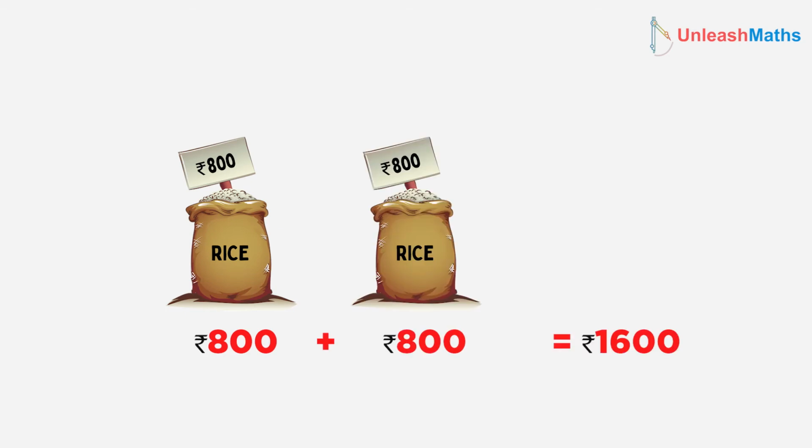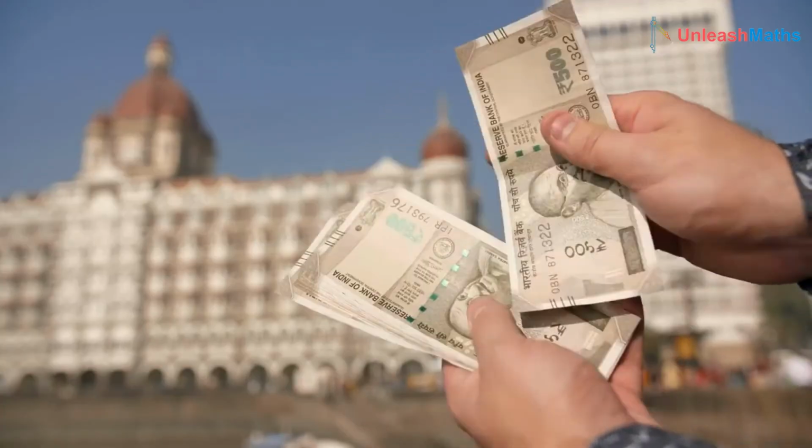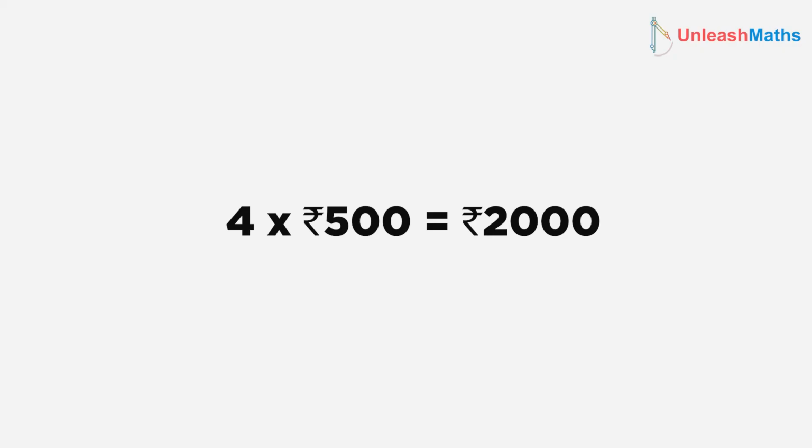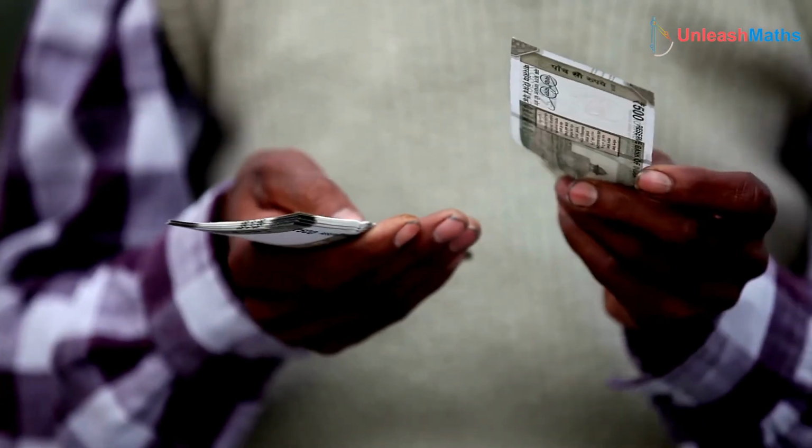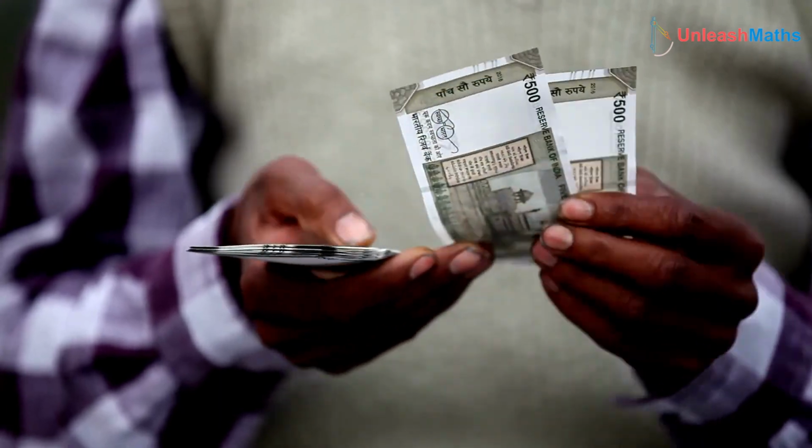So the cost of 2 sacks of rice would be 2 into 800, that would give us rupees 1600, and that would be the cost of 2 sacks of rice. Next, he paid 4 notes of 500, that is 4 times 500, that would give us rupees 2000. That means Rohan paid rupees 2000 to the shopkeeper while he was supposed to pay rupees 1600.